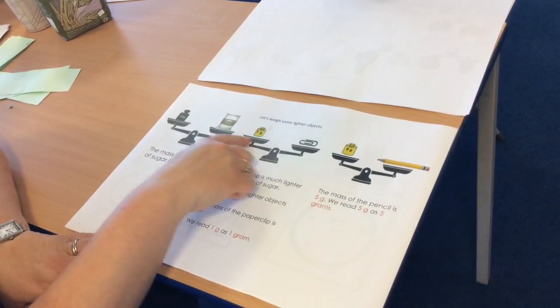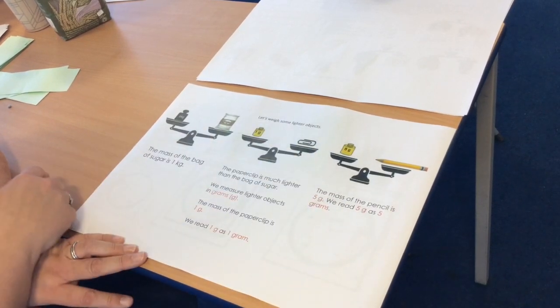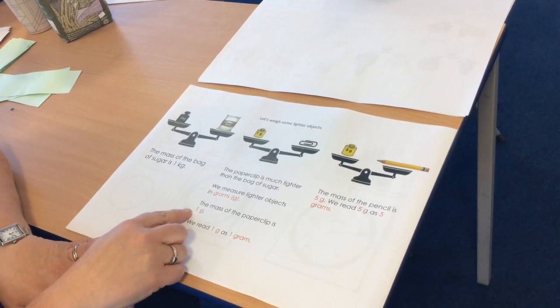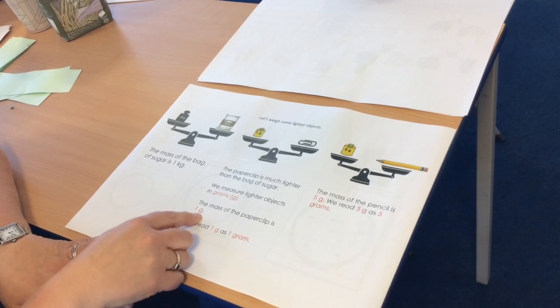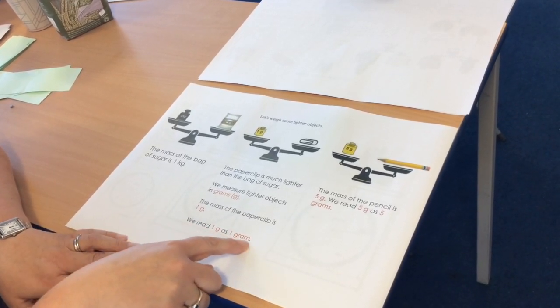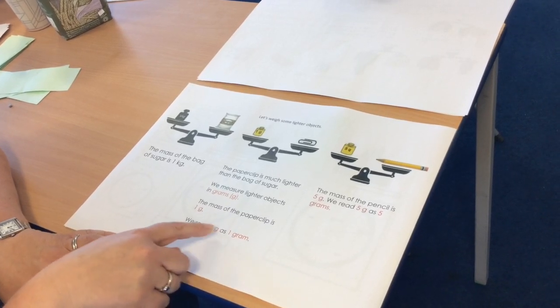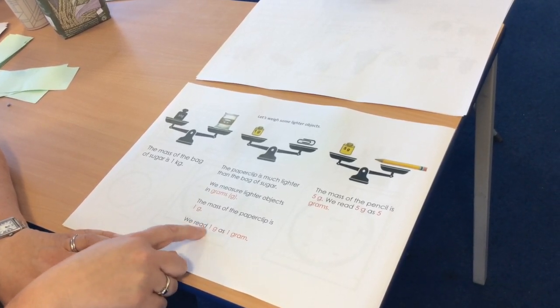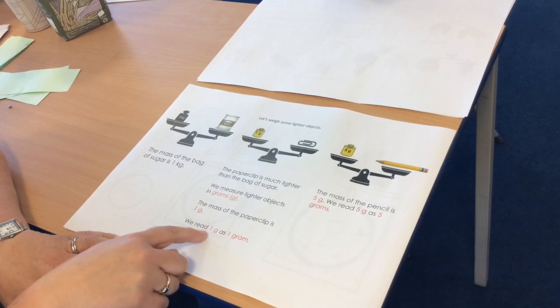But it still balances the scale with the kilogram. Now, we write it as 1g, but we would never say it as 1g. Just like with the kilograms, we would say 1 gram. And we always say it as 1 gram, whether it's written as 1g or 1 gram.